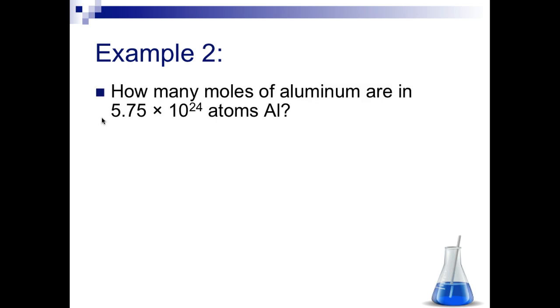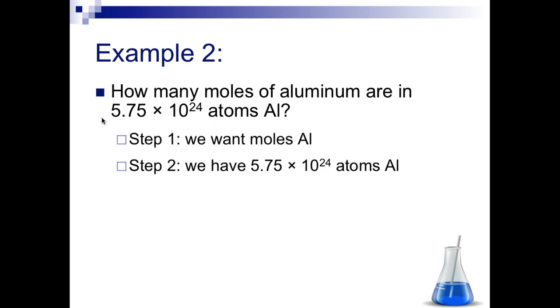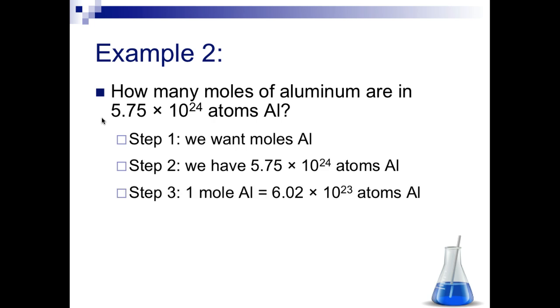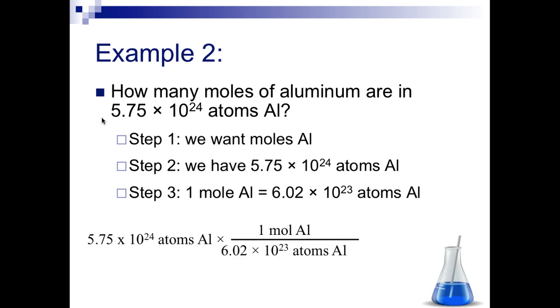Same thing. How many moles of aluminum are in 5.75 times 10 to the 24th atoms of aluminum? We want moles of aluminum. We started with atoms. We know that 1 mole has 6.02 times 10 to the 23rd atoms of aluminum. So we're going to set it up. We're going to put atoms on the bottom. So 5.75 times 10 to the 24th, we're going to cross off our atoms, and that's going to be divided by 6.02 times 10 to the 23rd. We're going to end up with 9.55 moles of aluminum. 3 sig figs here, 3 sig figs to start off with, so we're good.